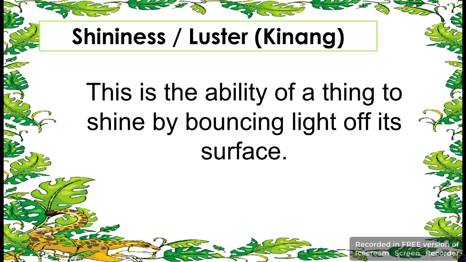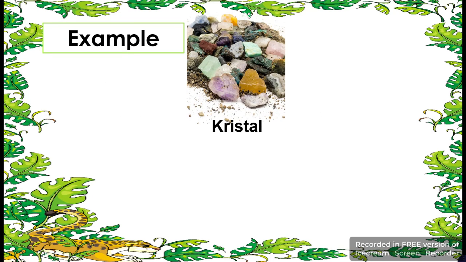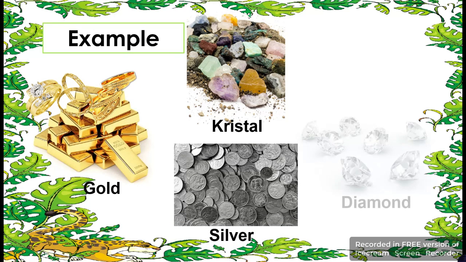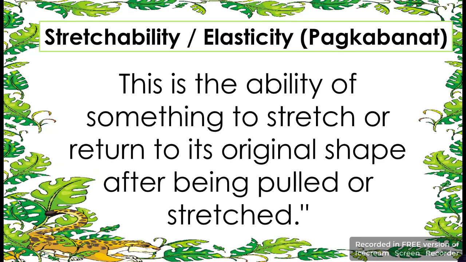The second physical property is the shine or luster, or in Tagalog, kinang. This is the ability of a thing to shine by bouncing light off its surface. Examples are crystal, gold, silver, and diamond.